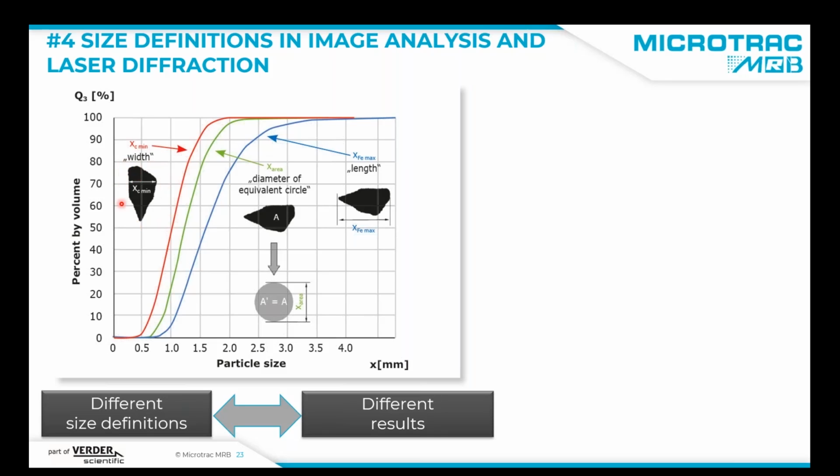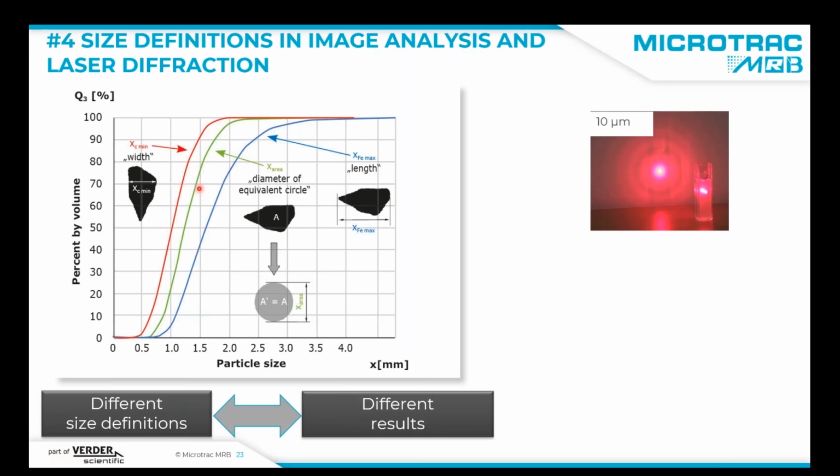So this black structure here is a particle that has been photographed by the image analyzer, and you could measure the width of the particle, you could measure the length, or you could measure the diameter of a circle that has the same area as the particle image. And depending on how you define particle size, width, length, or equal area diameter, you get 3 different distributions. This is the width distribution, this is the length distribution, this is the equal area distribution. And you will choose the one that is most relevant for your application.